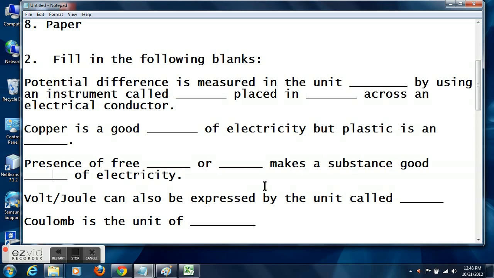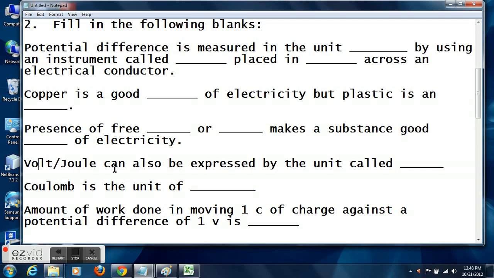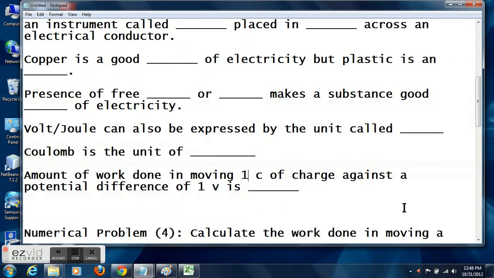Third, fill in the blank. Presence of free blank or blank makes a substance good blank of electricity. Next one, volt per joule can also be expressed by the unit called blank. Next one, coulomb is the unit of blank. Next one, amount of work done in moving 1 coulomb of charge against a potential difference of 1 volt is blank. So fill in the above blanks.